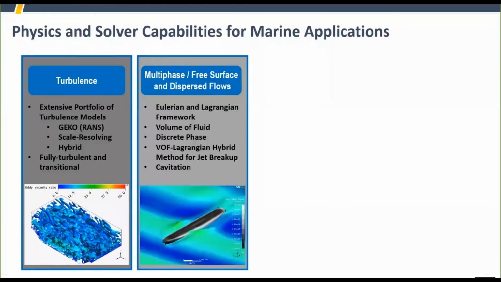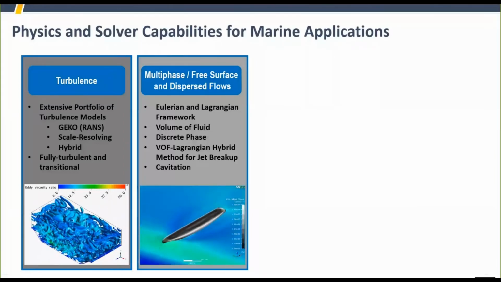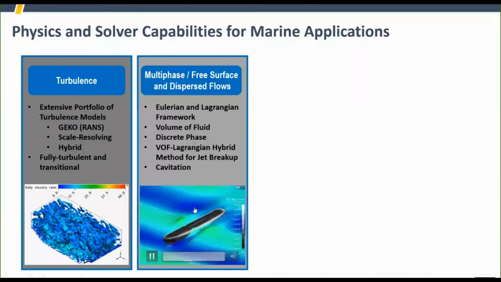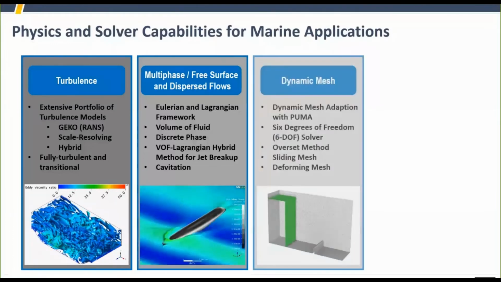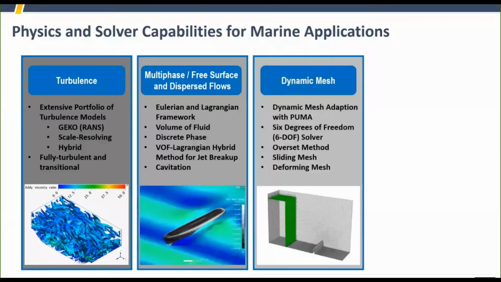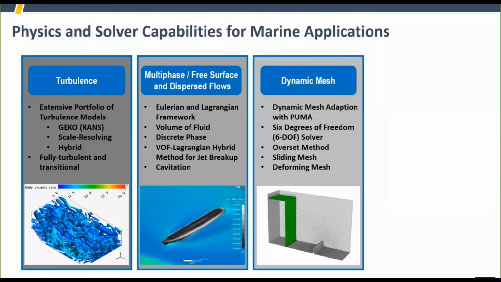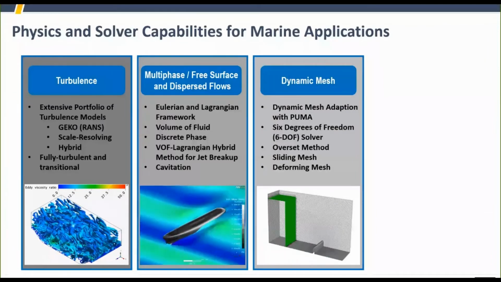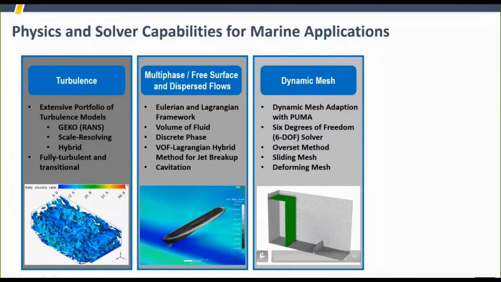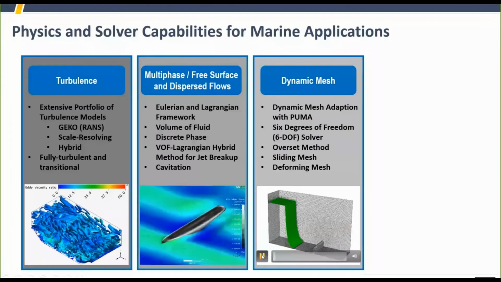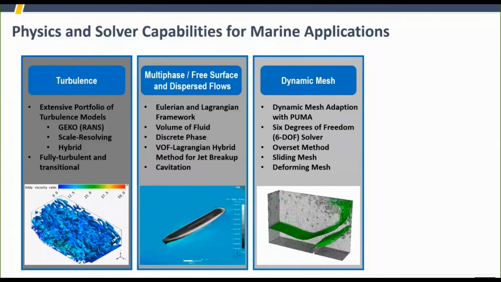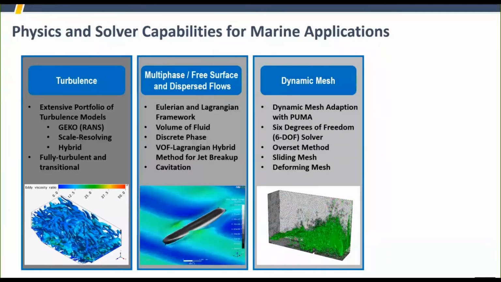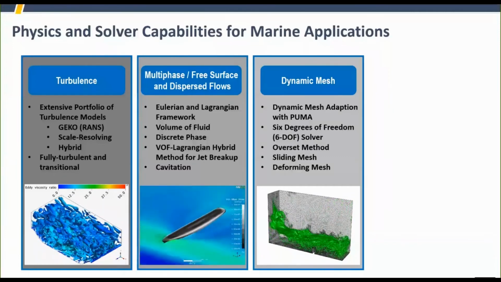In addition to turbulent and multi-phase simulation, you also need dynamic mesh adaption with the PUMA methods for mesh refinement in polyhedral cells. We also have the six degree of freedom solver, which is used for simulating arbitrary motion of the vehicle in contact with the water and air. Overset method is used for simulation of bodies that are in relative motion with respect to each other. And we have additional dynamic mesh methods such as sliding and deforming mesh.